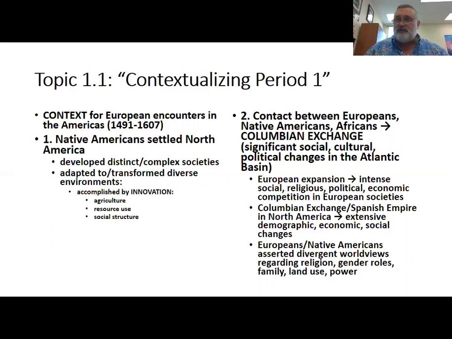So social, cultural, economic, political changes that are taking place around the Atlantic. That's what the Atlantic Basin means. So you need to know the reasons why Europeans were getting out and doing what they were doing. You need to know exactly how the Columbian Exchange impacted the Spanish Empire in North America, and also how once this happened, other things started to change, like worldviews, religion, gender roles, the relationships between men and women. Those things all changed.